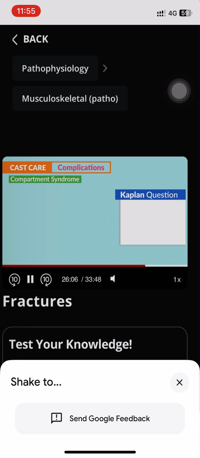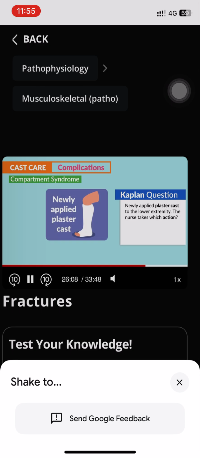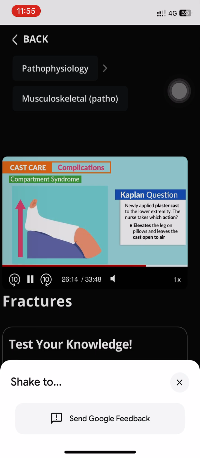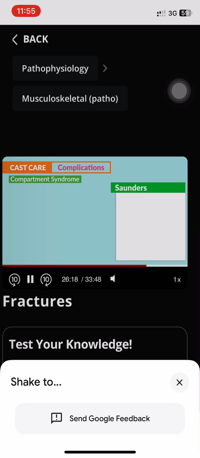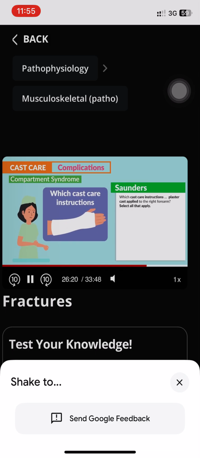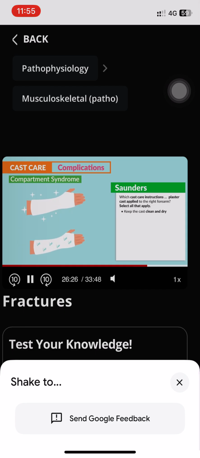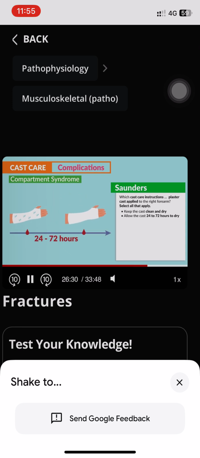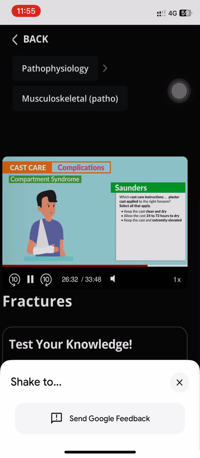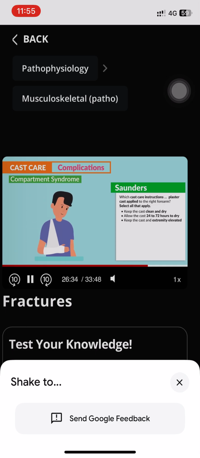So Kaplan mentions, a newly applied plaster cast to the lower extremity. The nurse takes which action? Elevates the legs on pillows and leaves the cast open to air. And Saunders mentions, which cast care instructions for a plaster cast applied to the right forearm? Select all that apply. Keep the cast clean and dry. Allow the cast 24 to 72 hours to dry. And keep the cast and extremity elevated.